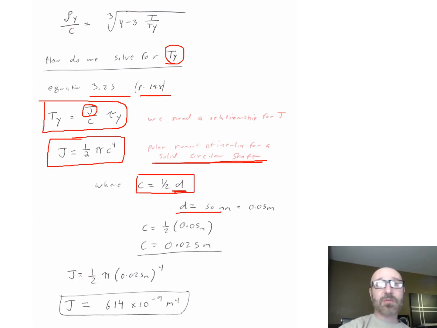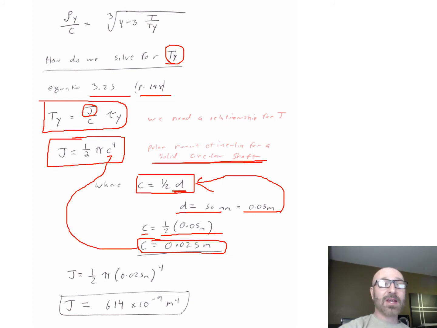My diameter is 50 millimeters or 0.05 meters. I can plug that into this relationship, take half of that, and that'll equal my C value. So C is equal to 1/2 of 0.05 meters, so C is equal to 0.025 meters. Now I have a value for C that I can plug back in to get my J.